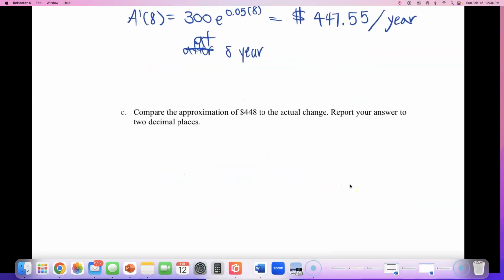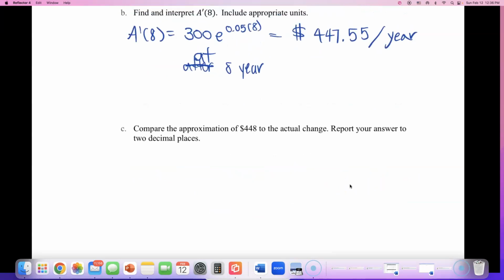All right, let's see this. Compare the approximation of $448. I think they just rounded this up. They want the actual change, so let's find the actual change for them. Okay, how would we do this?